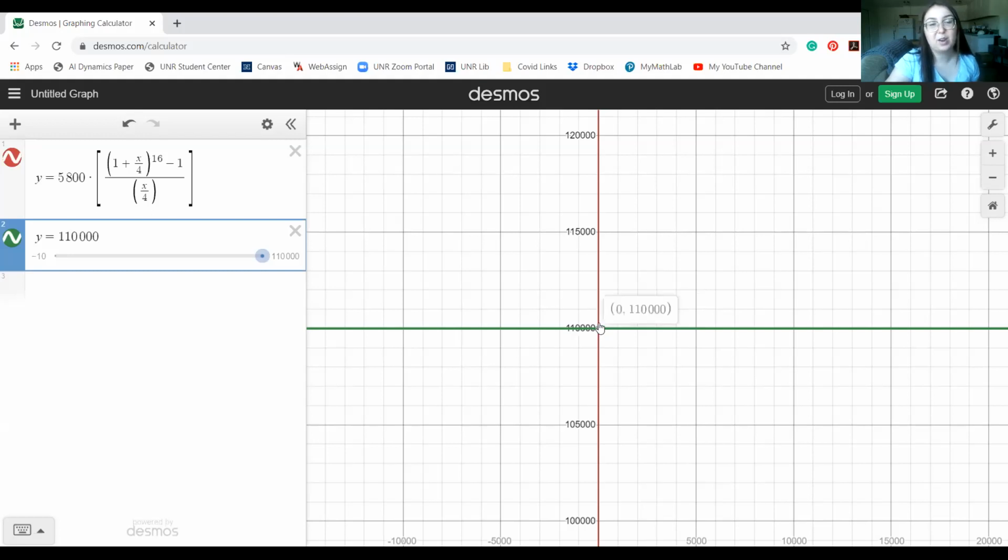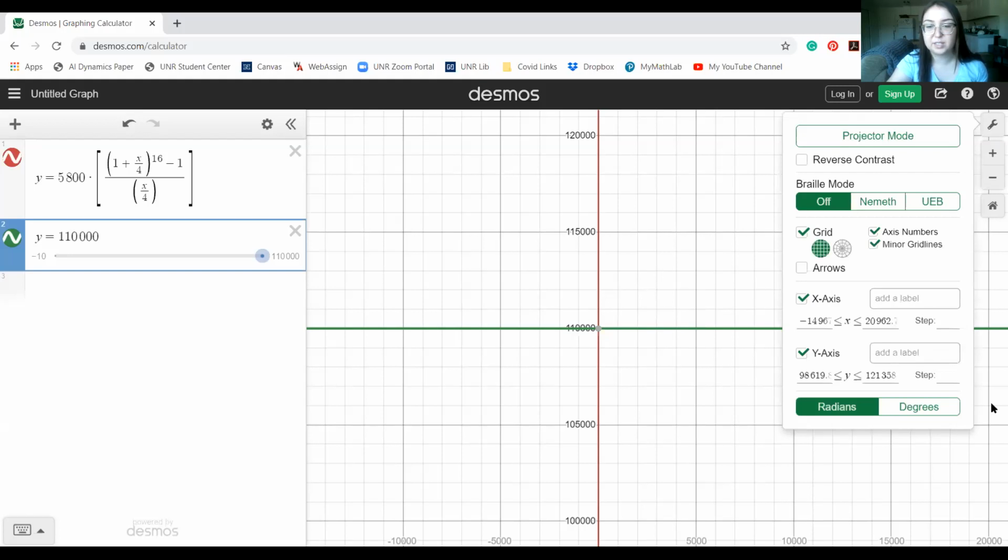So this graph is really funky. It's got two different values. But something that we can do to make this a little bit more clear is we're going to use this graph settings tool on the side here. It's going to give us a bunch of different settings.